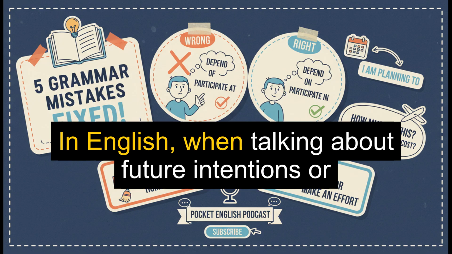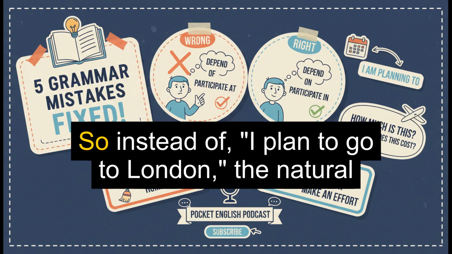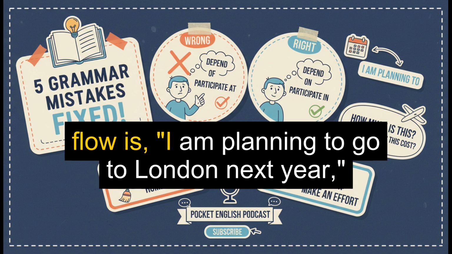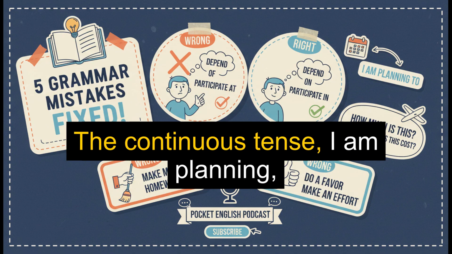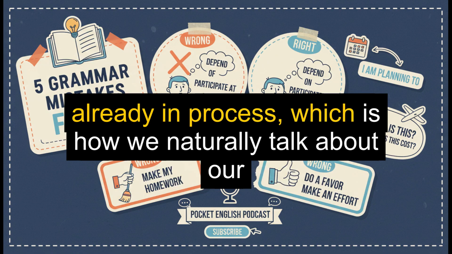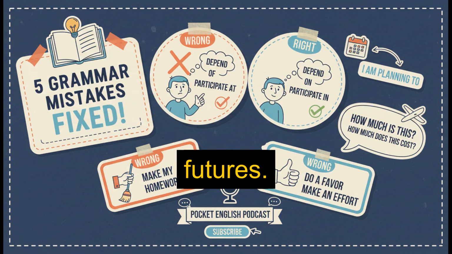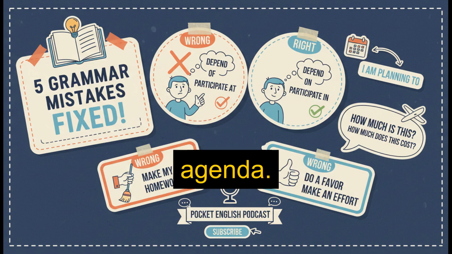In English, when talking about future intentions or decisions, we almost always use the continuous form, planning. So instead of, I plan to go to London, the natural flow is, I am planning to go to London next year. Or, even simpler, I am going to London next year. The continuous tense, I am planning, suggests ongoing intention or a decision that is already in process, which is how we naturally talk about our futures. Saying I plan sounds like you are reading from a formal agenda.